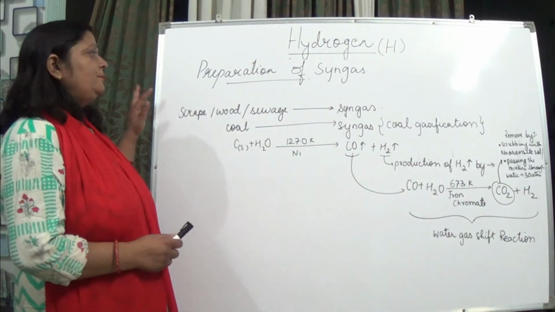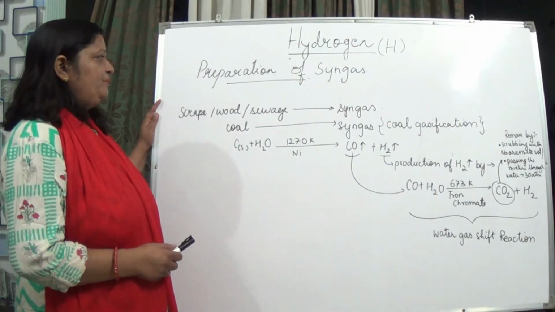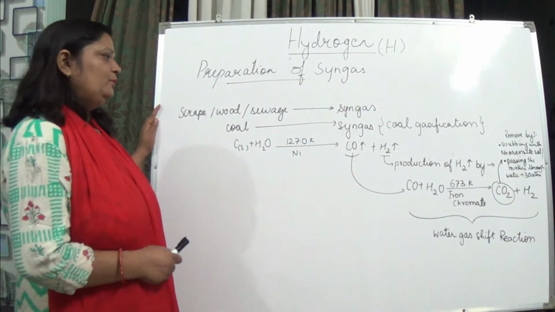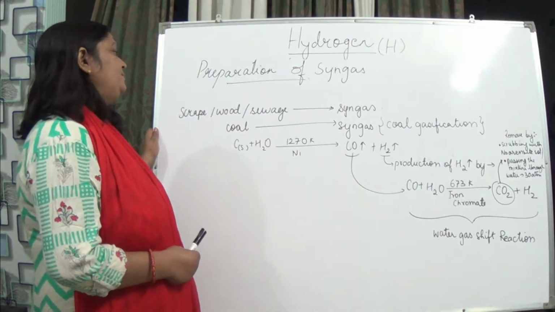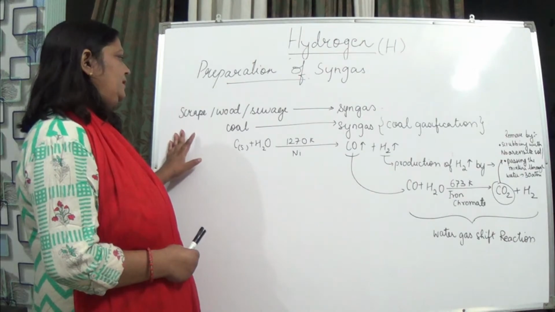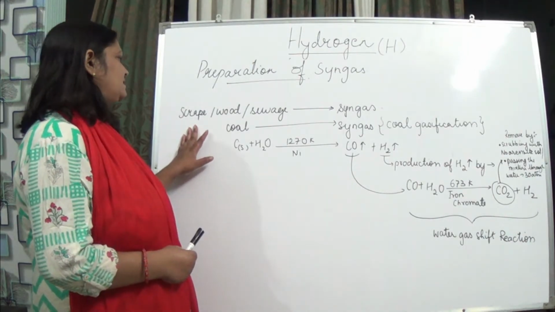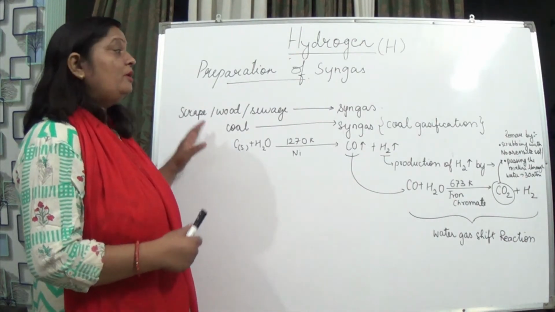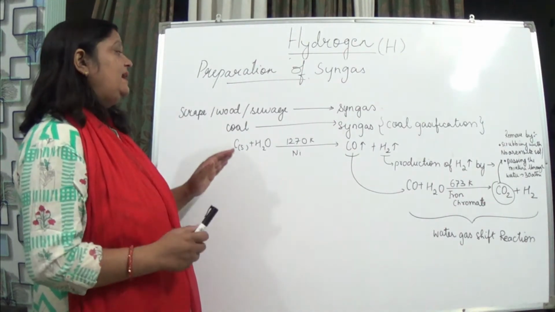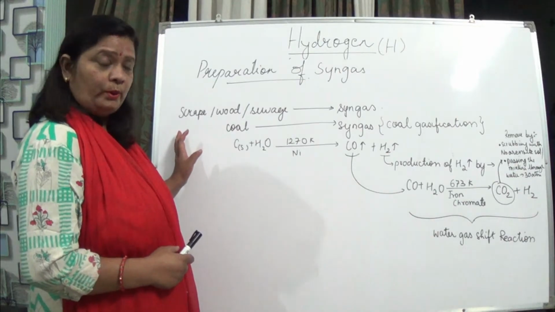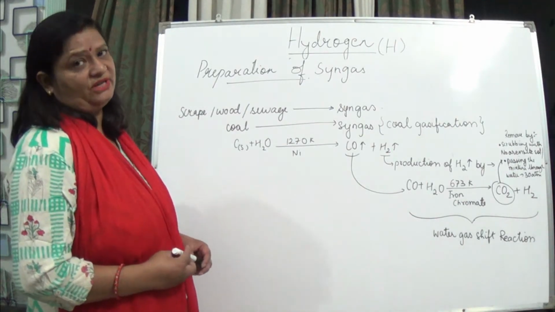Now let us study the preparation of syngas. We all know what syngas is. It is CO plus H2, isn't it? So how can it be prepared? It can also be prepared from scrap or wood, or from sewage also we can prepare syngas. When this syngas is prepared from coal, it is known as coal gasification.